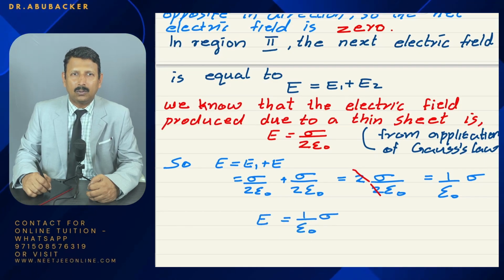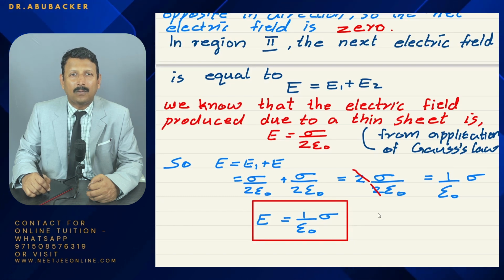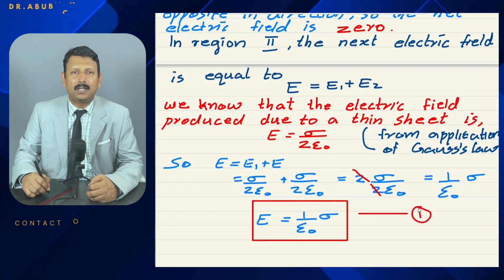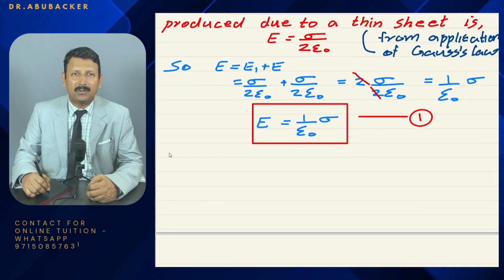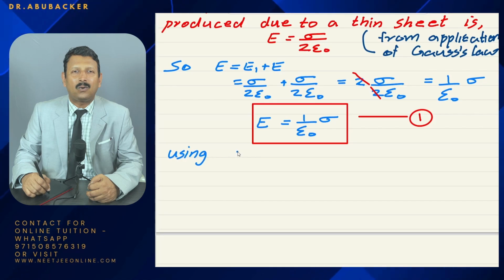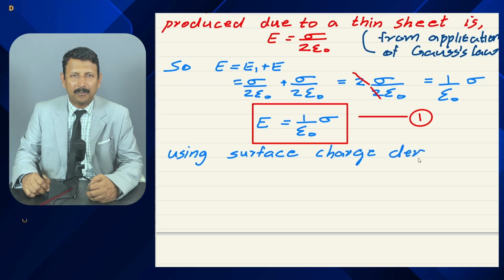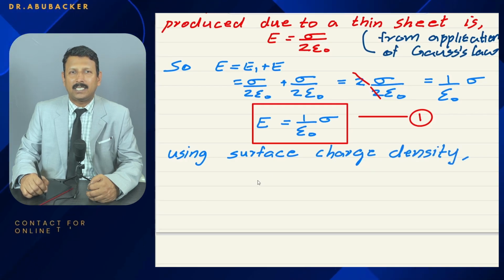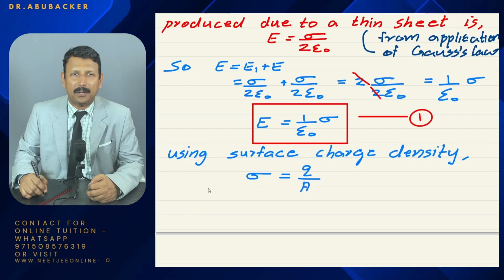Now E is equal to 1 by epsilon 0 times sigma. We need to get the value of sigma now. From where will we get it? We studied 3 types of charge densities in chapter number 1. Surface charge density was there. The other two are linear charge density and volume charge density. Right now we require surface charge density because we are considering the sheet. So I am writing that one now. Using surface charge density, sigma is equal to Q divided by A.